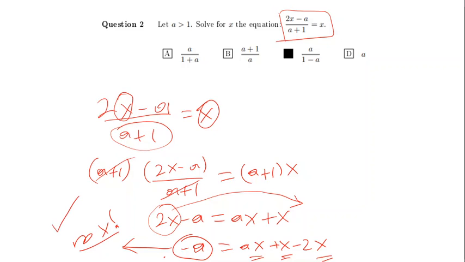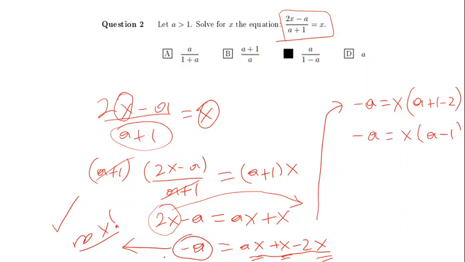So this is okay. Now the next thing we have to do is minus a is equal to x, which is a common factor, so you can write a plus 1 minus 2, which makes x times a minus 1. You see this makes minus 1. And then how can we isolate x? We divide both sides by a minus 1. So this will make 1. So x times 1 is equal to minus a over a minus 1.